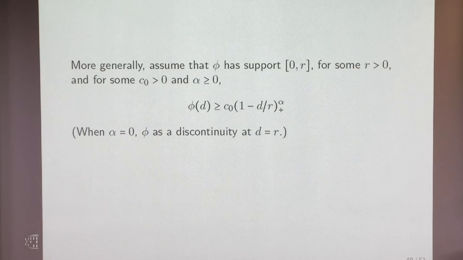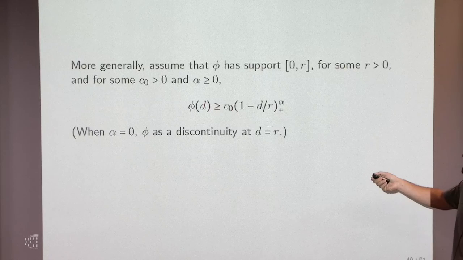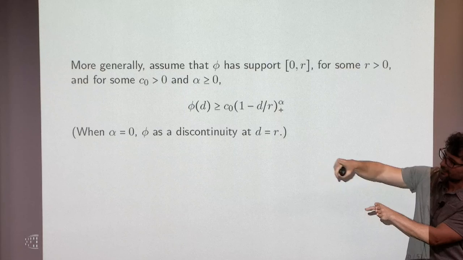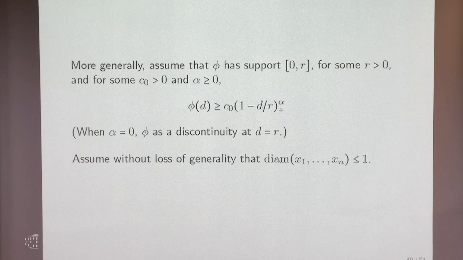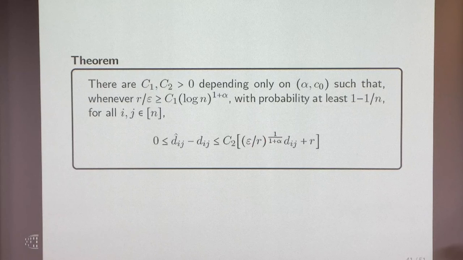Now here's a more general case that we have in our paper, and then we have something else also. Now phi is unknown for us, but we do assume something. It becomes zero at R, but before that it has some sort of decay towards zero at R. This is dictated by alpha. So alpha equals zero, there's a jump discontinuity at R, and then we are almost the same setting as before, not quite. And we're able to recover the distances, but now there's a rate that depends on alpha as well.